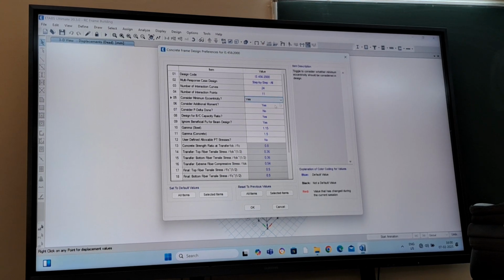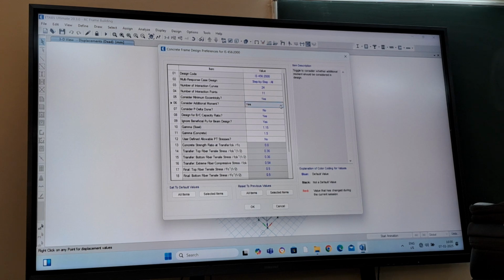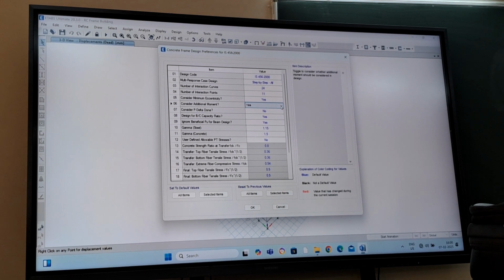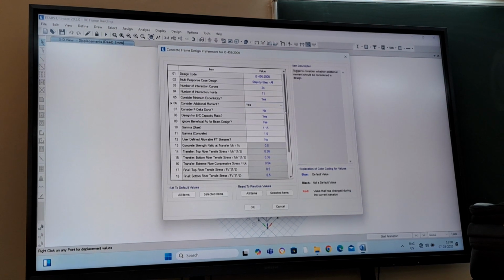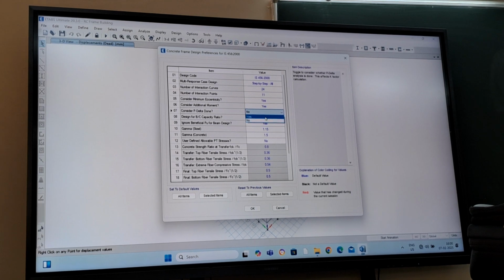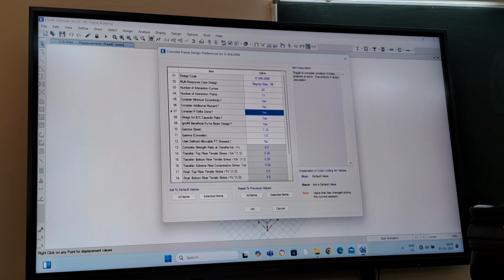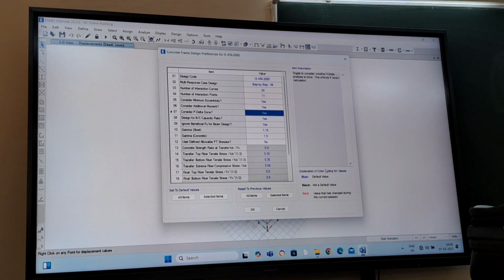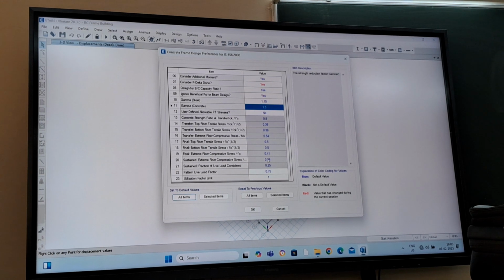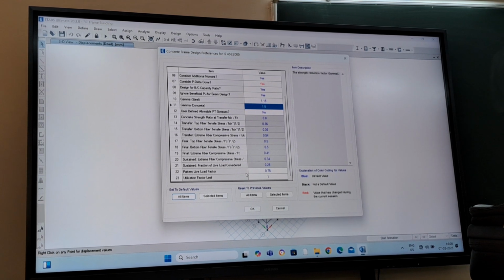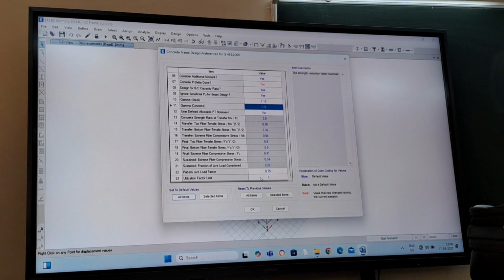So minimum eccentricity we have considered in our load case. Then additional moment: as per IS 456 there is a clause of additional moment depending on the slenderness ratio, so that we are deciding whether to consider or not. Then P-delta, this we have done in our model. Design for beam, capacity ratio, okay, the rest of the things. And this is another thing, you know, gamma of steel 1.15 and gamma of concrete 1.5. The next value, just leave it. This is not as per our code actually.